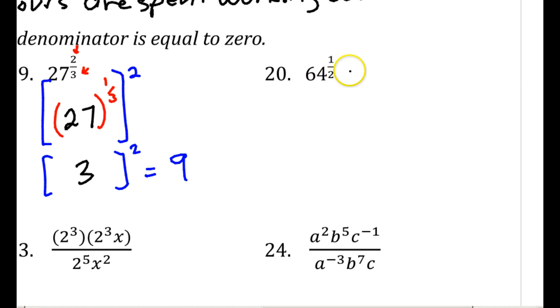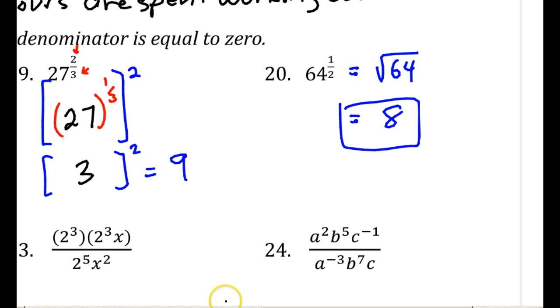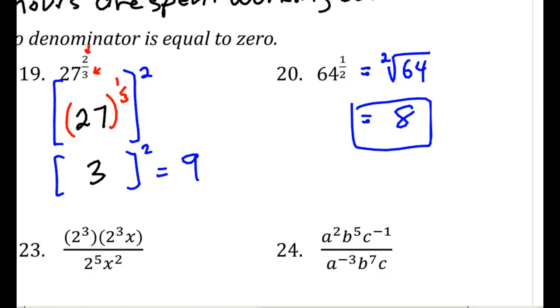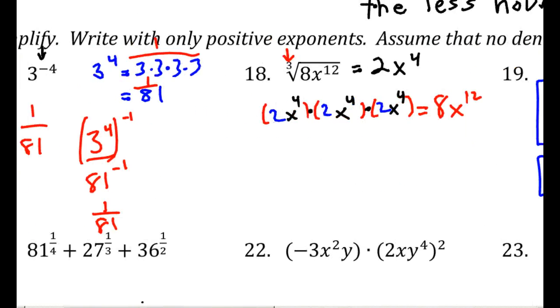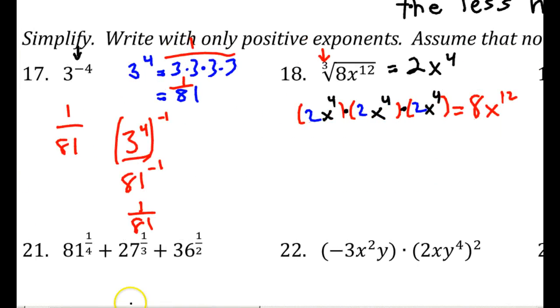64 to the 1/2 is the same as the square root of 64, which is 8. Got it? So square root and 1/2 are the same. Cube root and 1/3 are the same. Moving on.